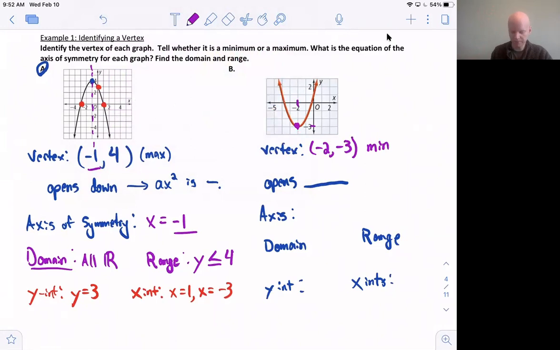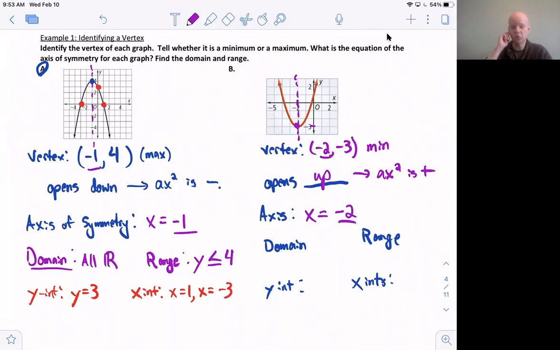How does this parabola open? Well, this parabola opens upward. It's like an upward facing bowl. So that means that the a in ax squared is positive. The axis of symmetry, that's going to be the line that goes right up the middle of the parabola. And we write that as an equation, x equals something. And what's the x coordinate that this line goes through? Well, it goes through x equals -2, which happens to be the same as the vertex.